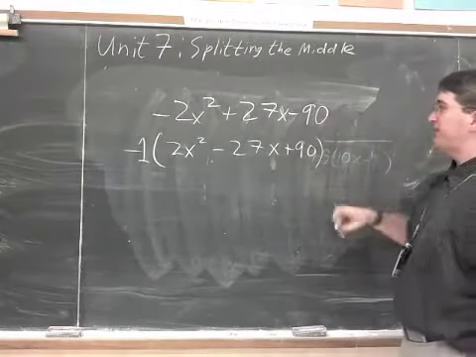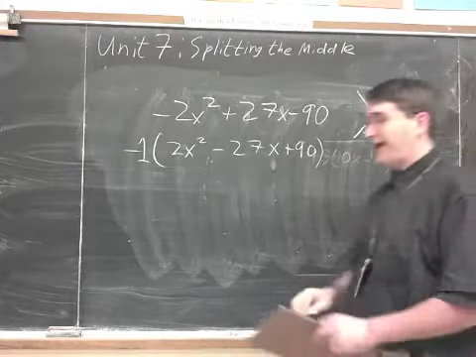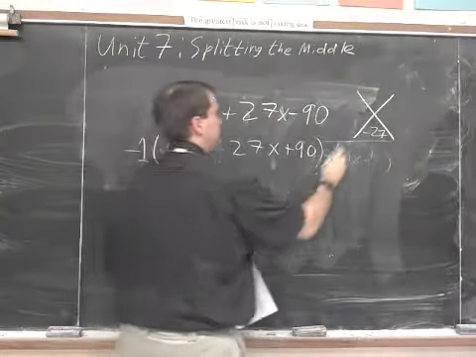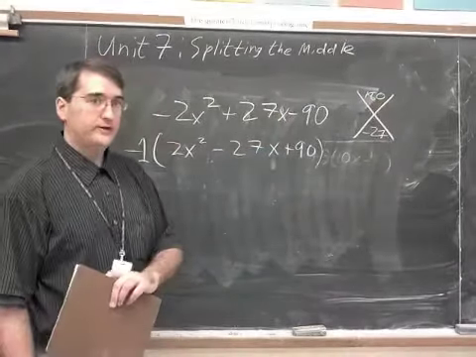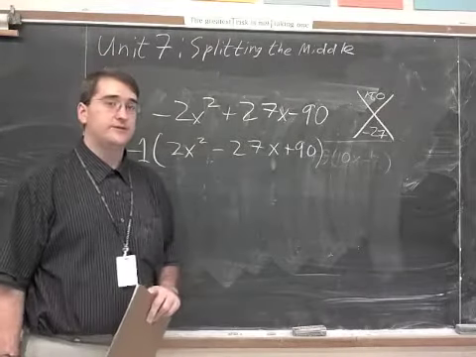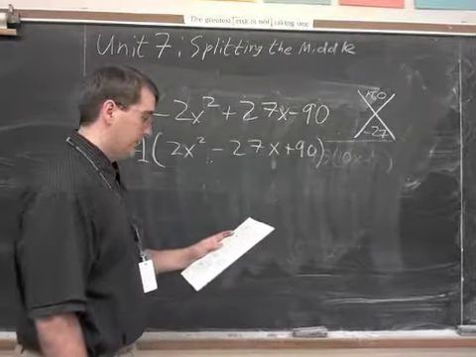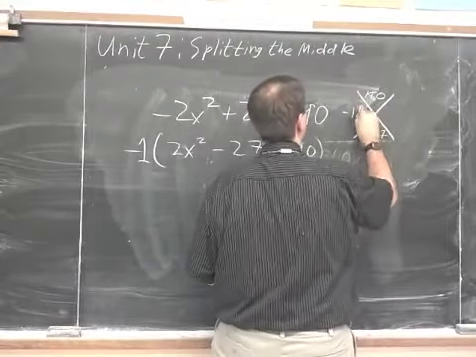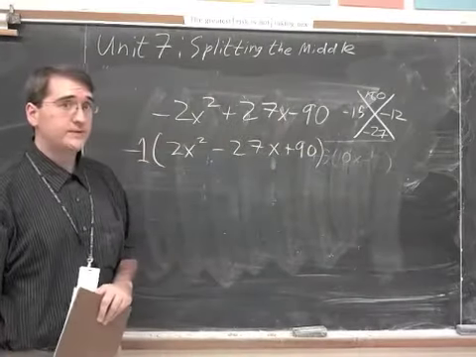So now I have 3 terms. I'm going to split the middle. I want 2 numbers that add to negative 27 and multiply to 2 times 90, 180. I want 2 numbers that multiply to 180 and add to negative 27. That's negative 15 and negative 12.